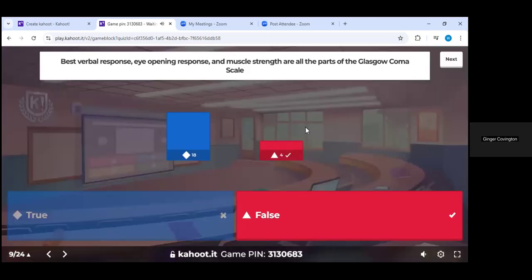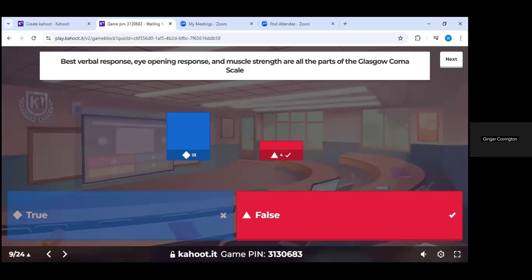Okay, so what should that be? Does anybody know the one that it should be? Best motor response. Yes, very good. And what exactly is the Glasgow Coma Scale assessing? The level of consciousness. Yes, yes, yes. Very good.